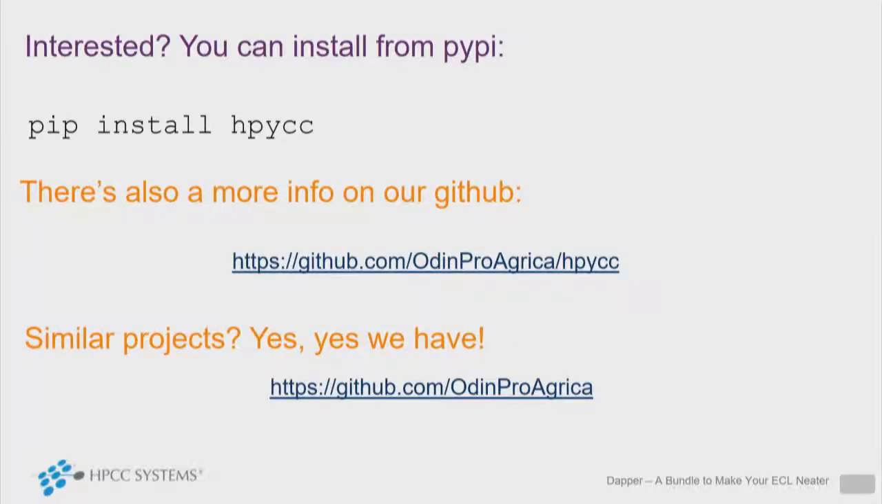And it's also available as a pip install. It's on our GitHub, Odin Proagrica /HPCC. And we also have other cool stuff in our general GitHub as well. There's a syntax check wrapper, so you can syntax check lots of files more efficiently, and also a few other bits and bobs that we've been working on. That's pretty much it.